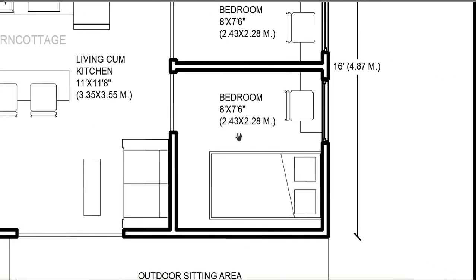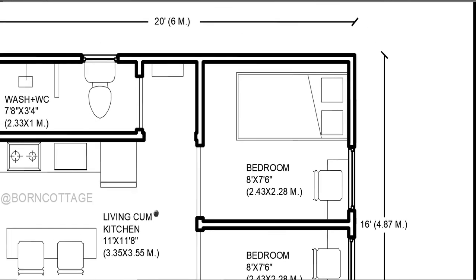So we have bedroom number 1. The size of the bedroom is 8 feet into 7 feet 6 inches, in meter 2.43 into 2.28 meter. You can see here the bed arrangement and also a window for ventilation and light purpose, and we have a study table with chair.